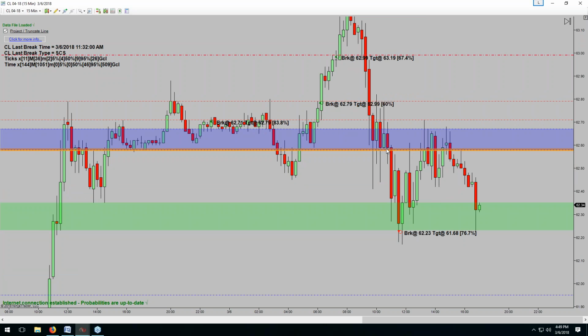So here you can see that we get on the other side of this orange line here, which, like I said, is the line in the sand. And so now this is going to start giving signals for shorts. So right here we get a break of this support cluster here, and it tells us the break of 62.23 with a target of 61.68 has a 76.7% chance of hitting the target of 61.68.